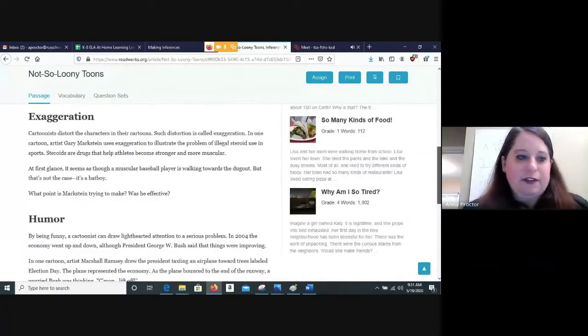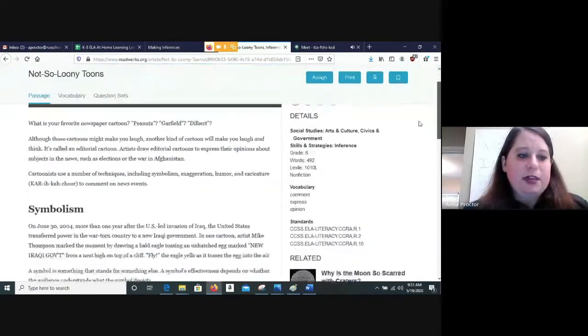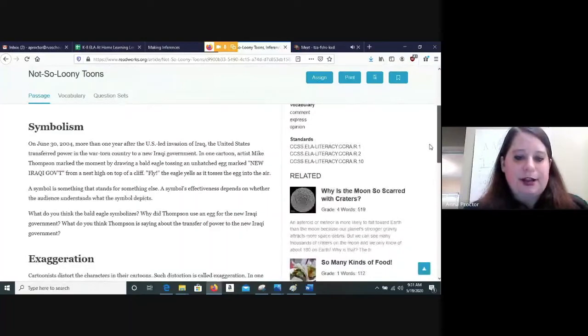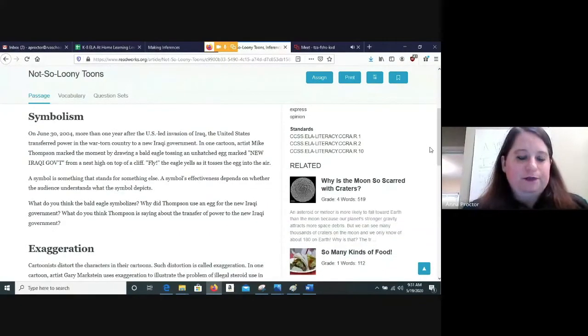This is at the beginning of the article. So you're going to skim from the beginning until you find where it talks about George Bush and the government. All right, symbolism. On June 30, 2004, more than 1 year after the U.S.-led invasion of Iraq, the United States transferred power in the war-torn country to a new Iraqi government. And one cartoon artist, Mike Thompson, marked the moment by drawing a bald eagle tossing an unhatched egg marked new Iraqi government. So this actually is during Bush's time, but this does not have to do with George Bush.